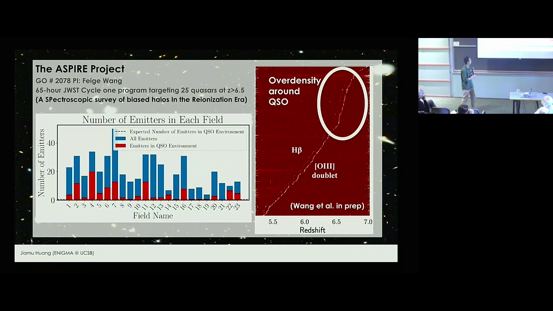On the left, we show the number counts, or the number of [OIII] emitters, for different quasar fields. I mentioned there are 25 quasar fields, so we have 23 and 2 that we're still working on. From this, we can see there's a very large field-by-field variation in the number counts, showing that the cosmic variance is large. The blue shows the total number of [OIII] emitters in each quasar field, and the red shows the number in the quasar environment.